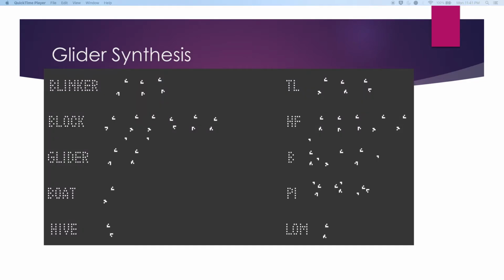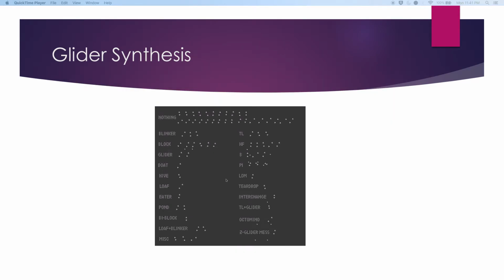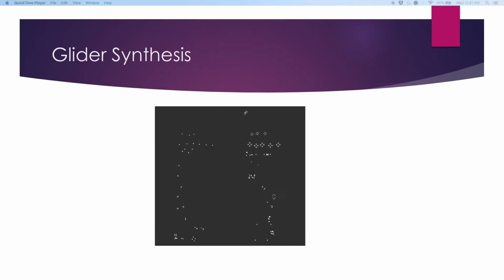Showcased here are some simple glider synthesis formulas. Notice that these examples rely on the combination of only two gliders. More complex patterns can be generated using more gliders. Here we see the glider synthesis in action.